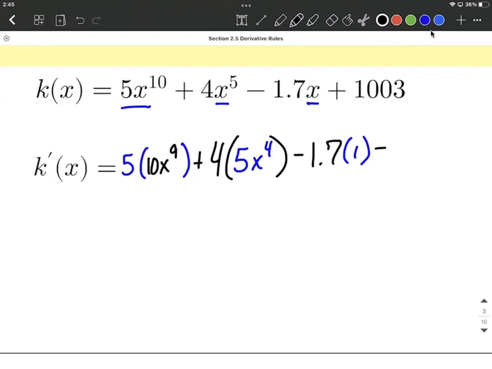And then at the end here, we're looking at 1003. Well, that's a constant. The derivative of a constant is always going to be 0.